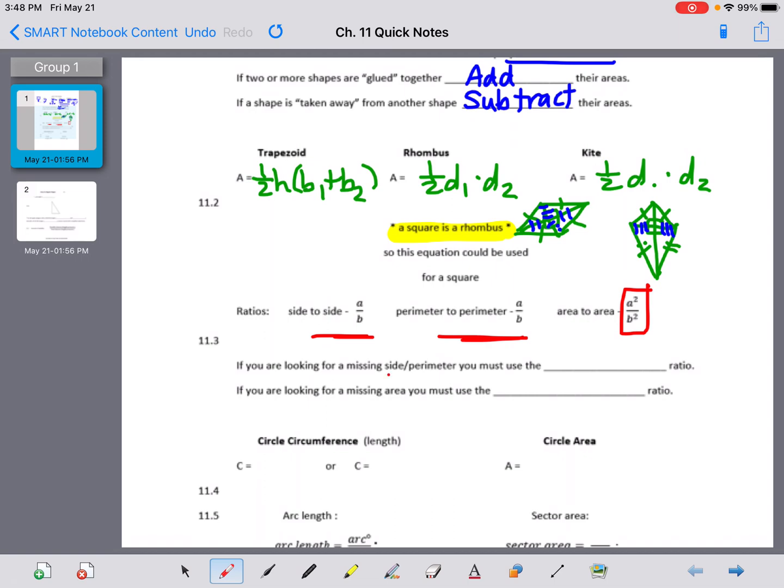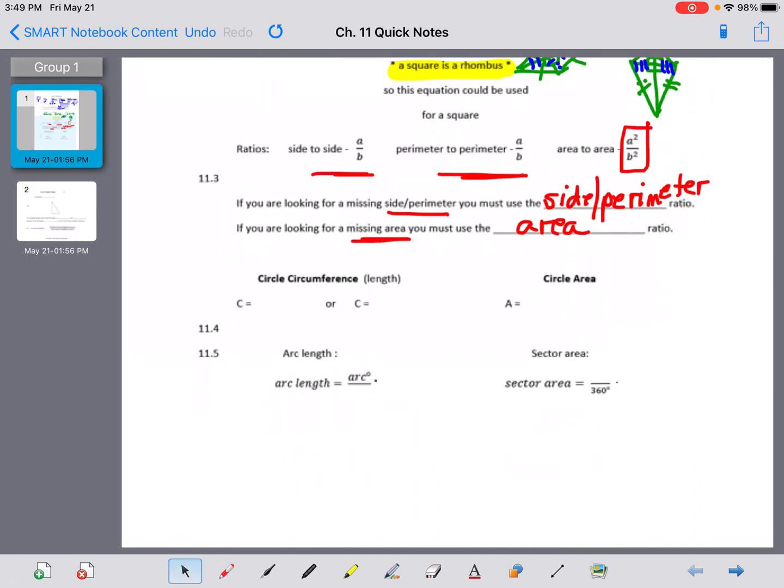If you're looking for a missing side or perimeter, you need to use the side or perimeter ratio. You have to use that ratio when you set up a proportion. If you're really finding a missing area, you have to use an area ratio. You can't use the side or perimeter ratio. So make sure you're using the right ratio for the dimension you're trying to find, whether it's a side, whether it's a perimeter, or whether it's an area. All right. That's what we took our first quiz over, 11.1 through 11.3.